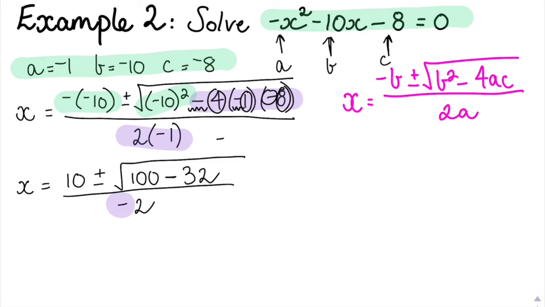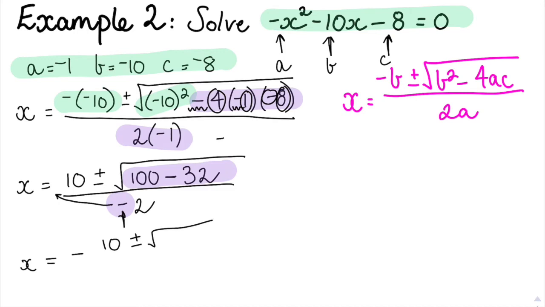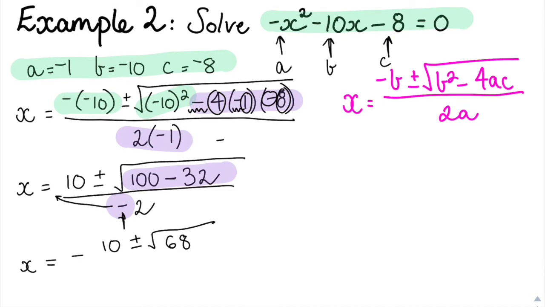What I'm going to do is bring this negative out now, just out to the front, as it's unconventional to have a negative sitting at the bottom of your fraction if there's just a constant as the denominator. Then what I'm going to do is simplify the square root. So we have negative 10 plus or minus the square root of 68 all over 2.